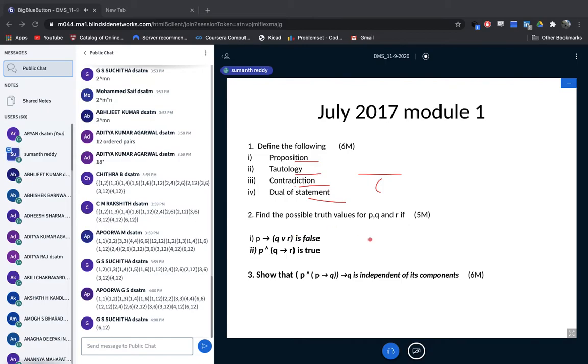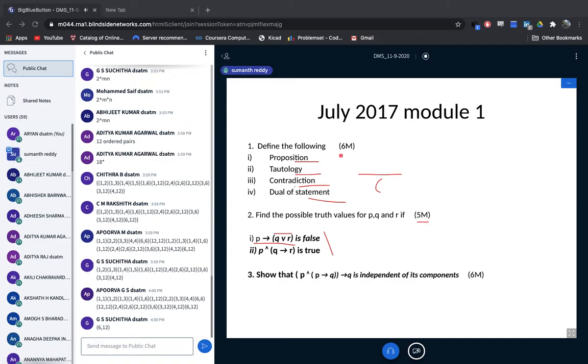And the second question asks to find the possible truth values, for example if P implies false. This kind of problem we have already solved. So this is P implies something. In one case, the first one is true and the second one is false. So P will be true and this is false. And once you know that the second part is false, the disjunction will be false only in one case. So now the Q and R values are F and F. Okay, so like this you can easily solve this kind of problem.